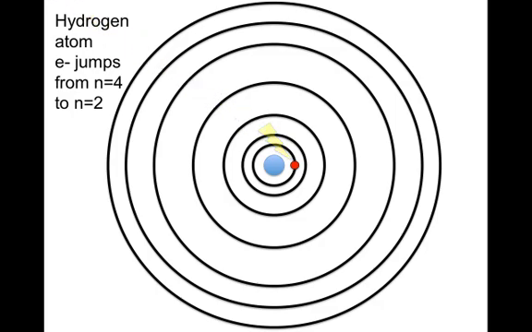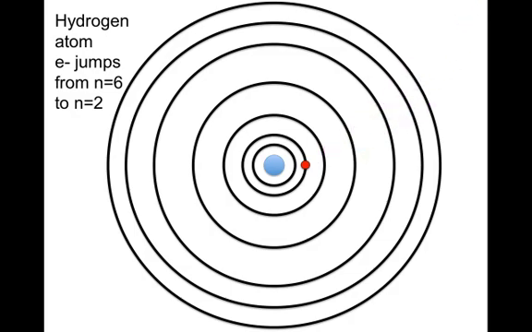Same process happens. We move up to N4, down to N equals 2, and it releases a teal light. If we go up to N5, and then fall down to N equals 2, it releases blue light. And then if we go from N6, fall all the way down to N2, it releases violet light.